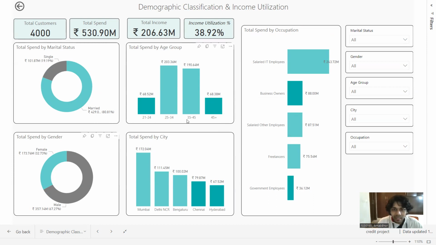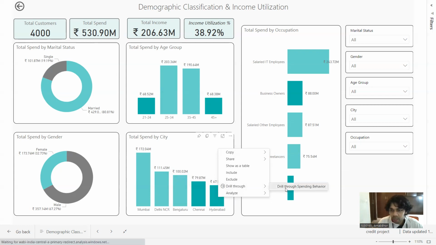Okay. Now, one more thing about this page is that you can also drill through. What I mean by that is, let's say I only want to see how people are spending in Hyderabad, like how's the behavior in terms of spending patterns here. So what I'll do is I'll right click here and go for drill through spending behavior.